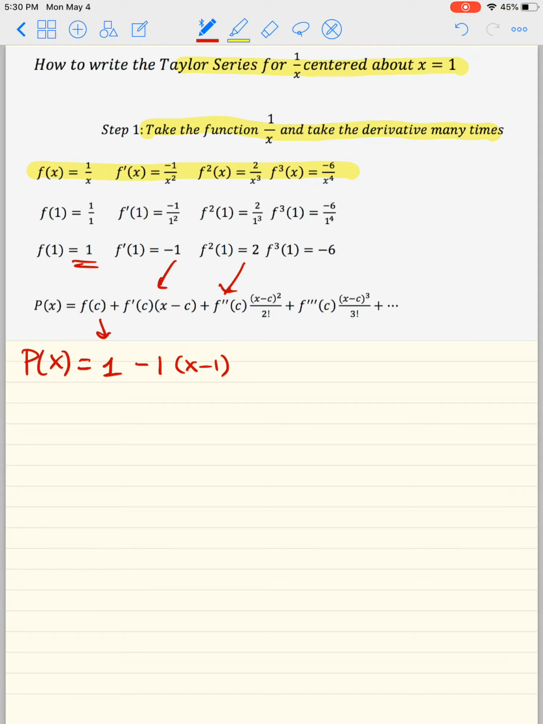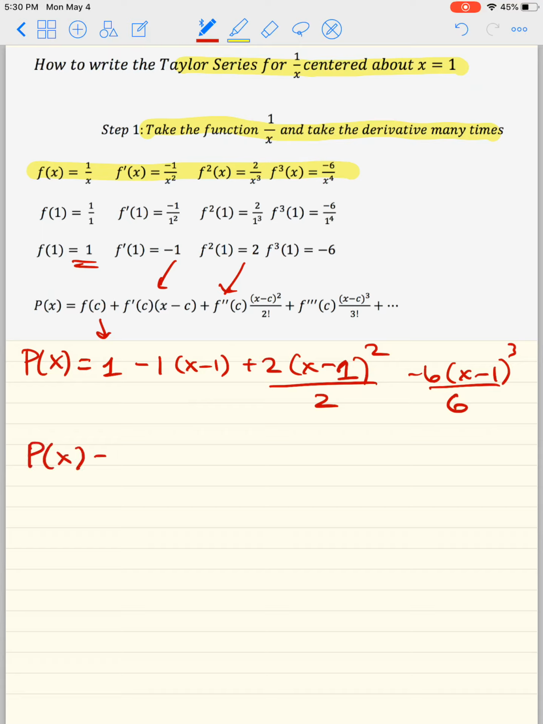And some of you are probably saying to yourself, oh my God, that looks like, yep, that looks like, so 2 over 2 factorial, they'll cancel out. And then the next guy would be negative 6 over x minus 1 to the third over 6, which is 3 factorial. So, guys, this approximation looks like this. And if you guys recall, this is going to be the most beautiful thing I've ever done in my entire life today.